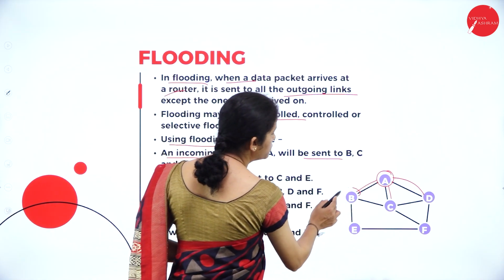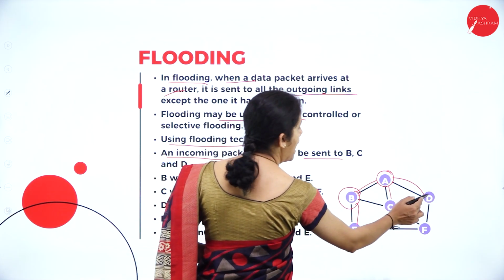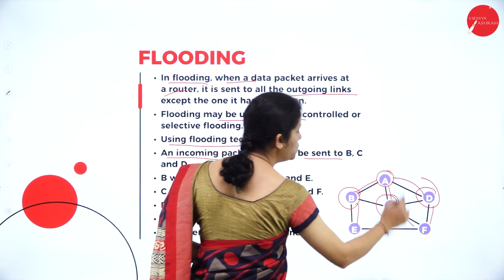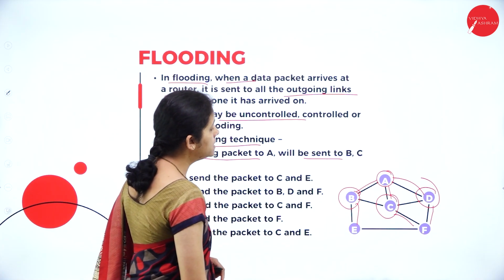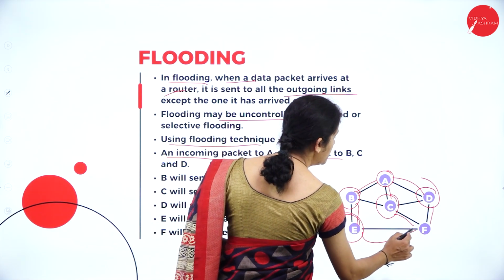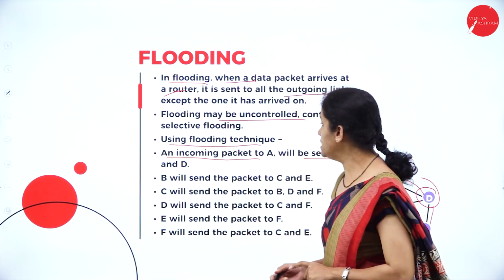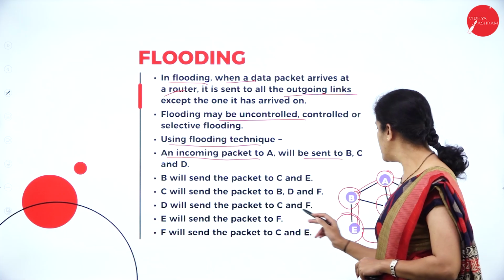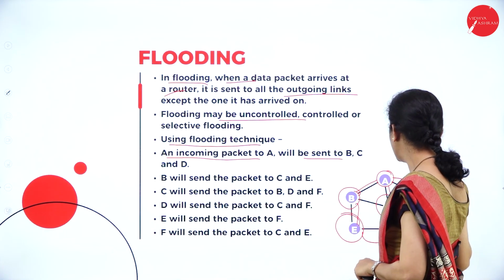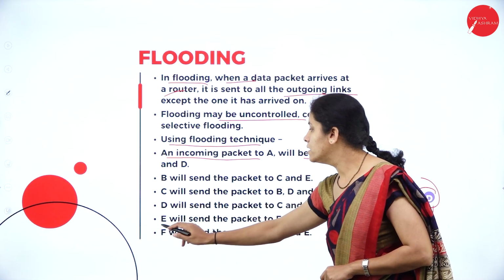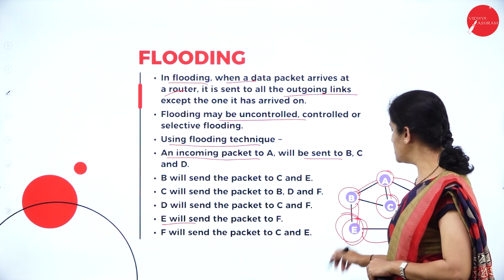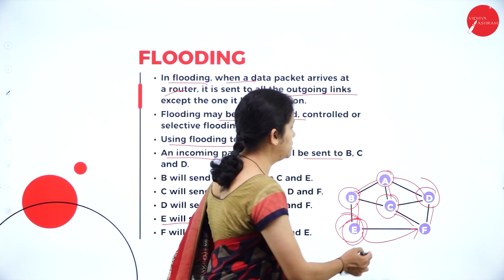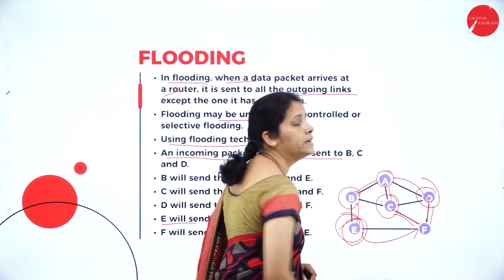Now B is going to send the packet to E, D is going to send the packet to F, and C is going to send the packet to F. Now this E is also responsible for sending the packet to F. So dear students, B sends the packet to C and E. C also sends the packet to B, D and F. E is also responsible for sending the packet to F. Now F can send the packet to C and D.